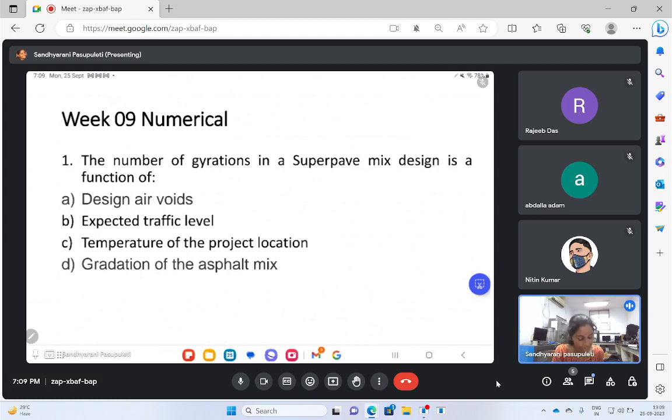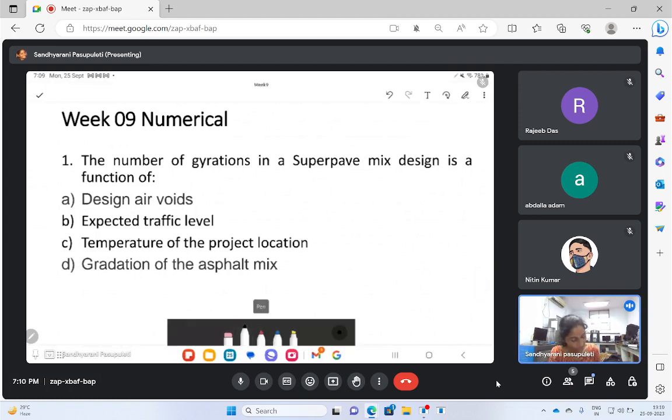The number of gyrations in a Superpave mix design is a function of. So if you remember, initially the 5 gyrations or 6 gyrations, 10 gyrations, these are the gyrations, let us say, corresponding to N initial, N design, N maximum. So we have chosen this number of gyrations based on which criteria? Let us come to the options.